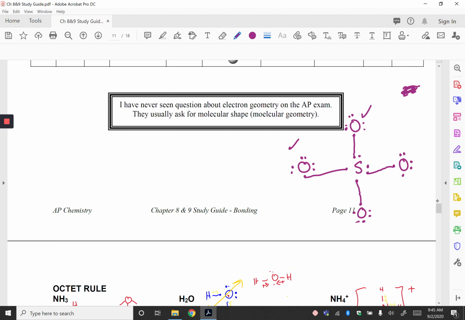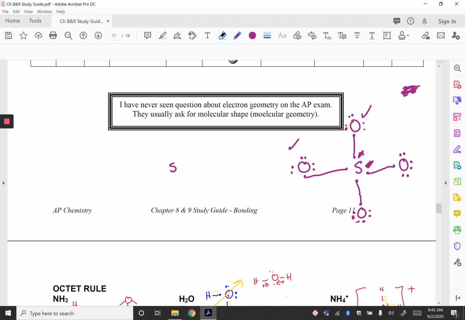Now let's look at the sulfur. We have 10. Sulfur has too many, 2 extra. And each of these oxygens need 1. So I'm going to take this one right here, cross it out and put it there. I'm going to take this one, cross it out, and put it there. And look, everybody now has an octet.